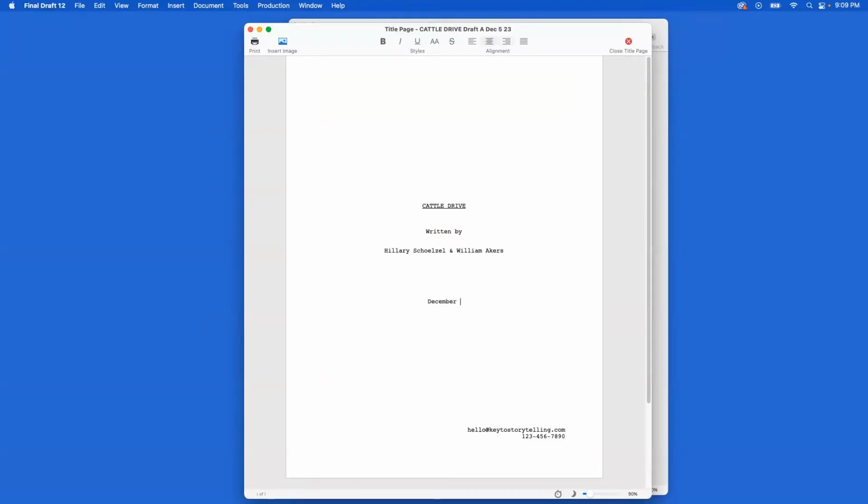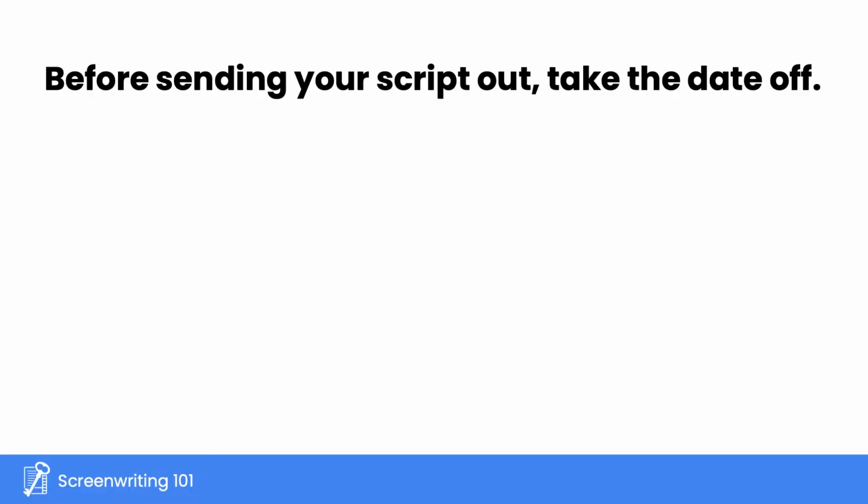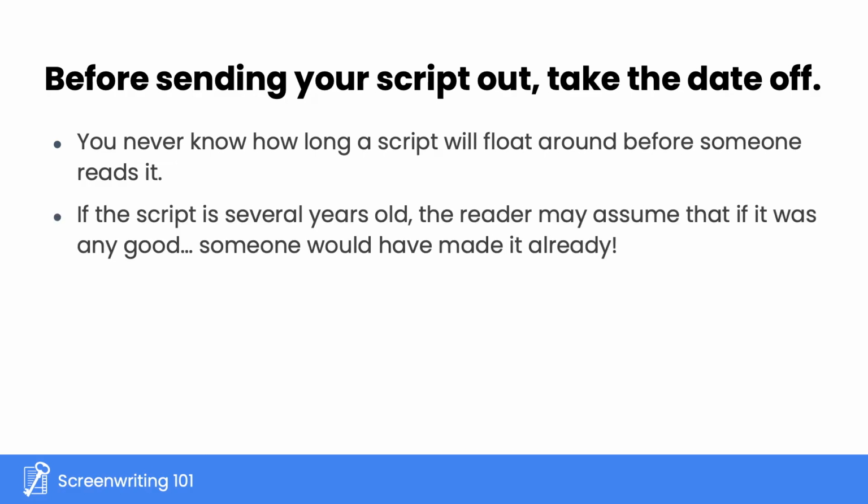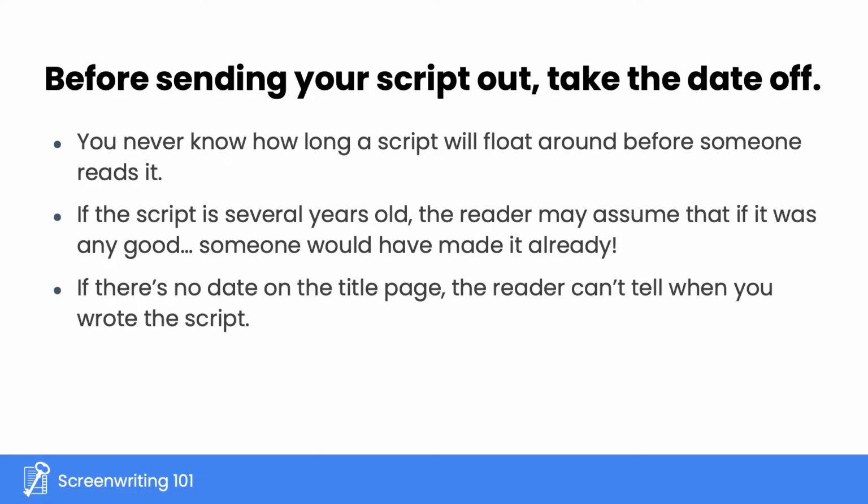As you're working on drafts, we also recommend adding the date to your title page. When it comes time to share your script with someone like an agent, producer, manager, etc., however, take the date off. You never know how long a script will float around before the right person reads it. If they see that a script is 1 or 2 or 5 years old, they could assume that if it was any good, someone would have made it already. If there's no date, however, they can't tell you wrote it a few years ago.